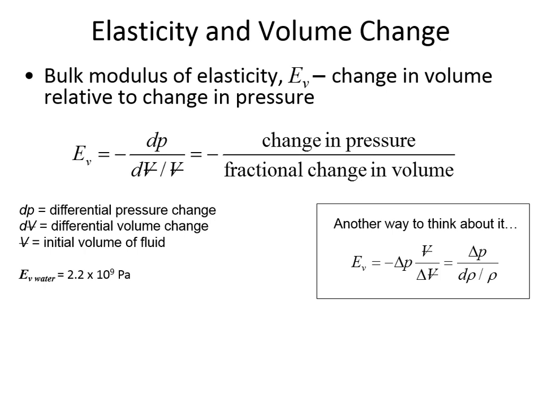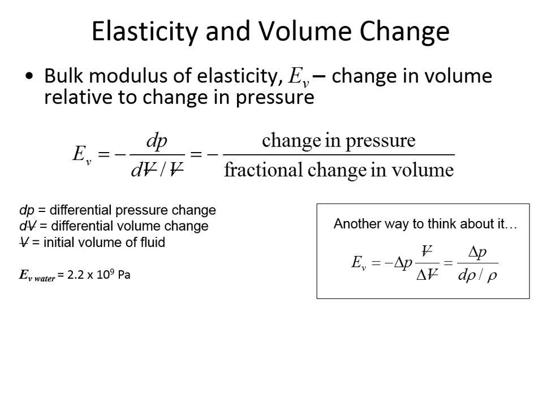Atmospheric pressure varies from day to day. A stormy day usually has lower atmospheric pressure, while a high pressure front is usually a sunny day, but on average at sea level, atmospheric pressure is 101,325 pascals. And so that is 0.1 megapascals. The bulk modulus of elasticity of water is 2.2 gigapascals.